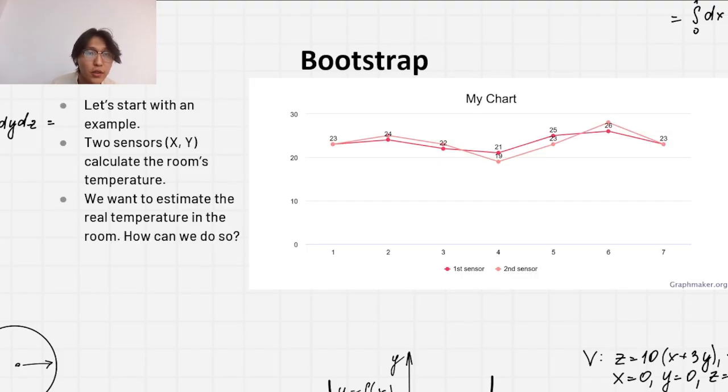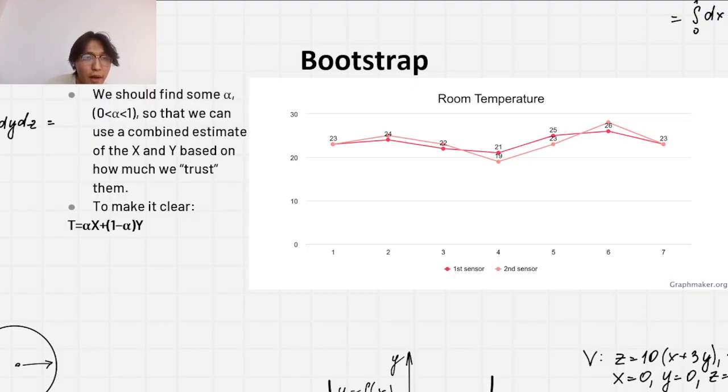So moving forward with resampling methods, we need to learn about the Bootstrap method. But before that, let's just consider some simple example. We have two sensors X and Y, which calculate the room's temperature. I drew this chart, and we want to estimate the real temperature in the room. So how can we actually estimate the real temperature based on these two sensors?